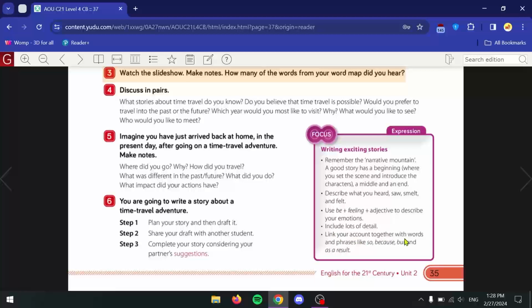Link your story together with words and phrases. So again, this is just linking between your words and phrases. Things like so, because, but, and as a result. So as a result of something happening. Again, these are phrases that you could use to combine your words and your ideas together.